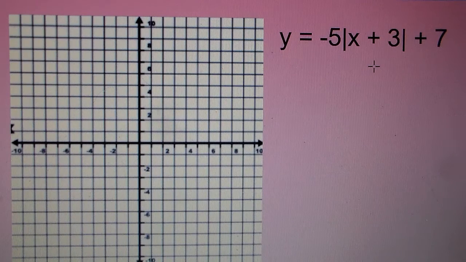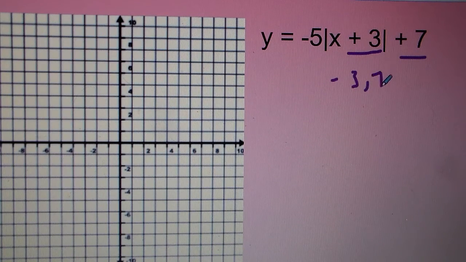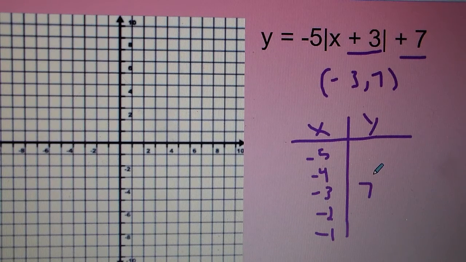We go to our table. We know we need to go to negative 3 on our table as far as our x values, because that's where our vertex is. We got the vertex by doing the opposite, and then what's on the outside, so negative 3, 7. Let's create that table. X, Y. Negative 3 is there in the middle. Negative 3, negative 2, negative 1, negative 4, and negative 5. 2, negative 3, 2, negative 3.